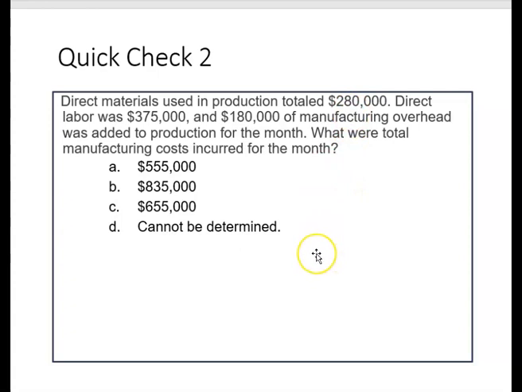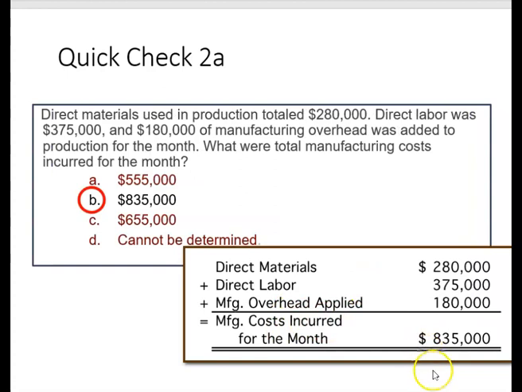So in your calculator, before we go to the next slide, go ahead and put in, or you can do it in your head if you'd rather, 280,000 plus 375,000 plus 180,000. So that's direct materials, direct labor, factory overhead, and I get 835. Let's go to the next slide and see if we're right. 835, and that's because manufacturing costs incurred are direct materials, direct labor, and factory overhead.